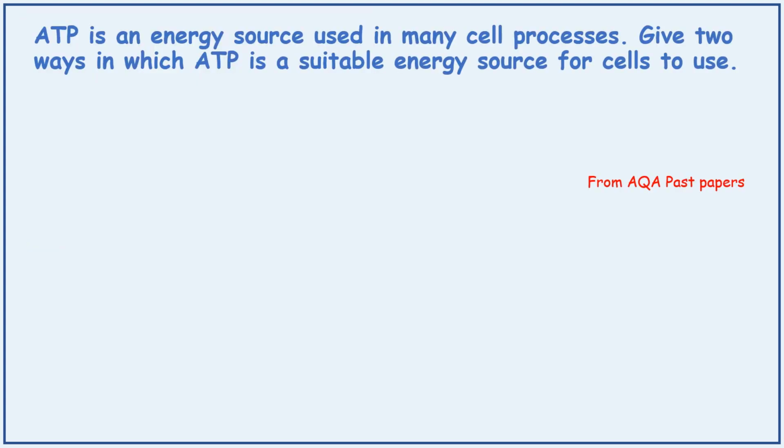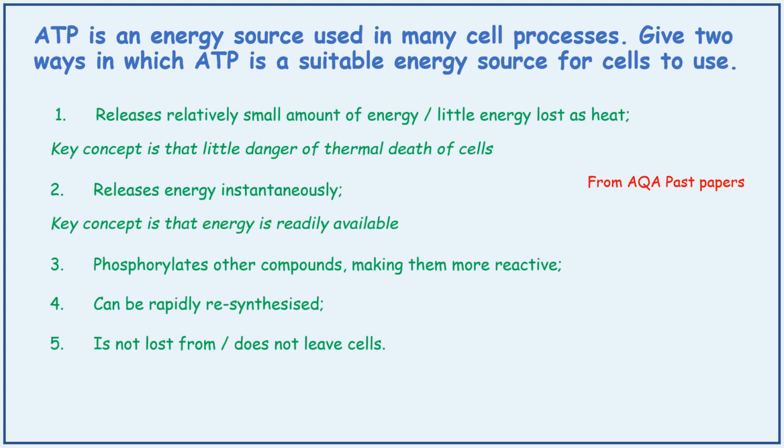So, exam question. ATP is an energy source used in many cell processes. Give two ways in which ATP is a suitable energy source for cells to use. It releases relatively small amounts of energy, releases energy instantaneously, it phosphorylates other compounds making them more reactive, can be rapidly resynthesized, and is not lost from or does not leave cells.